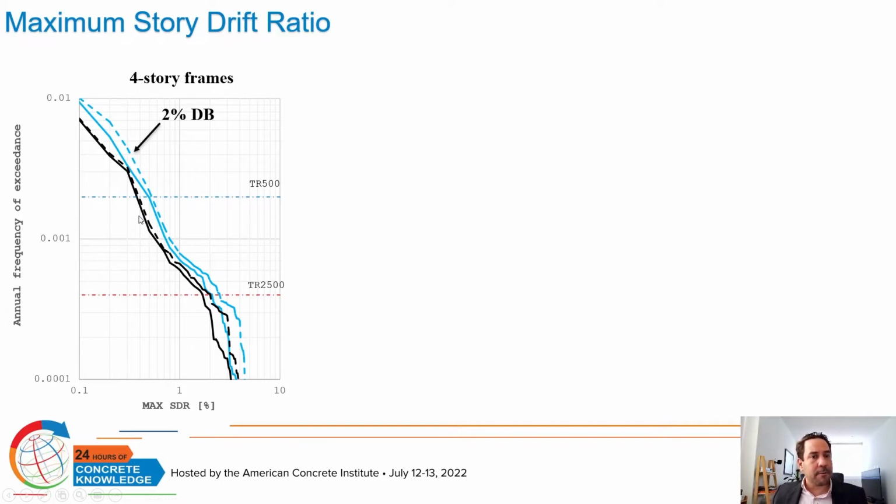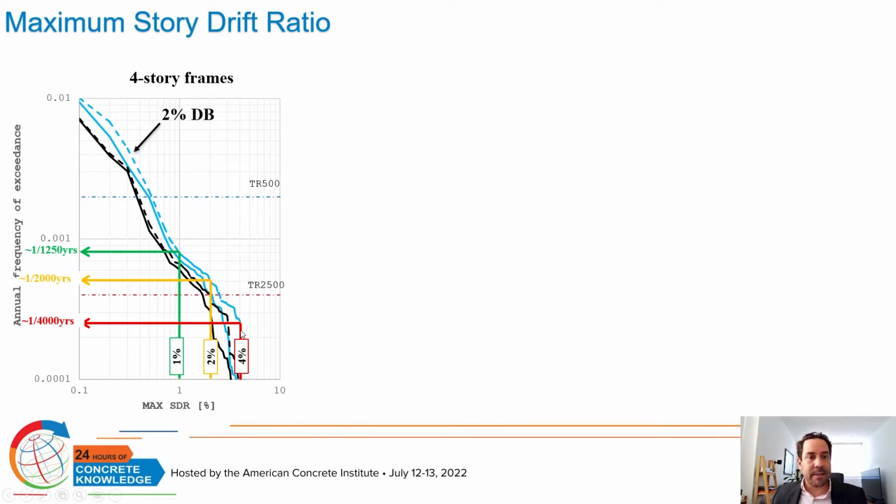We have here 4 curves, one for each of the buildings studied, but we are highlighting the deep beam building with a 2% story drift ratio limit during the design, which is the one with the higher risk. With these curves, highlighted in horizontal lines are the different return periods, for example, 500 or 2500 years return period. Now we can enter the figure from the x-axis and ask the question, what is the return period for a maximum story drift ratio of 1%, 2%, or 4% close to collapse?